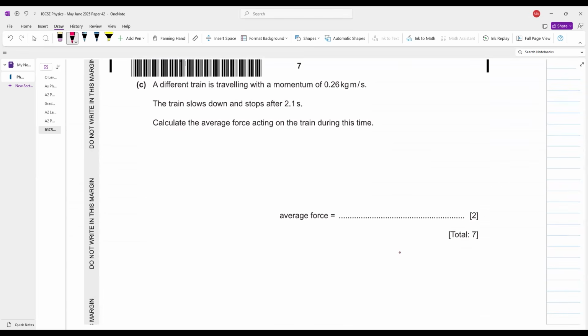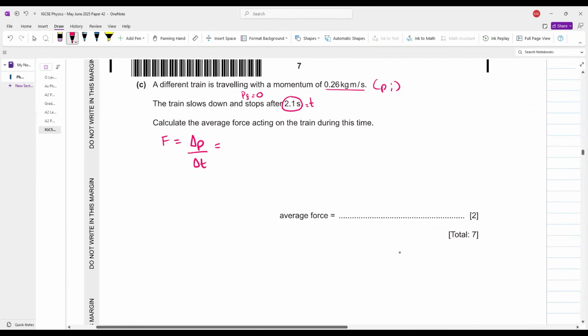A different train is traveling with a momentum of 0.65. This is your initial momentum. The train slows down and stops. Okay, what is the final momentum? Zero. After time, 2.1 seconds. Calculate the average force. Average force किसके इक्वल होगी? Change in momentum divided by change in time के इक्वल.